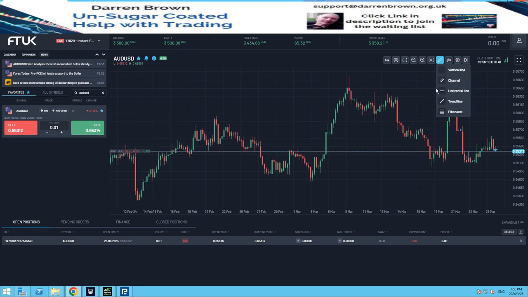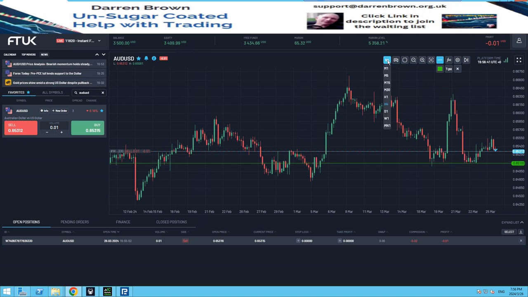So I would be inclined to be anywhere just above this line here, okay? Because what we find is that it's going to bounce, and then if it breaks this point here, this line here, which is lots of support, if it breaks this support, then it could go bearish again, okay.